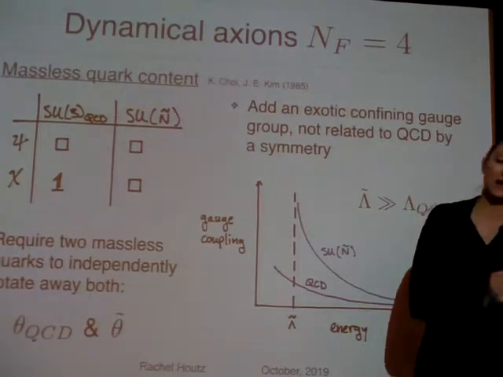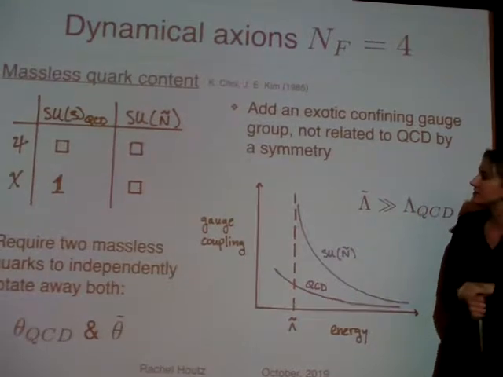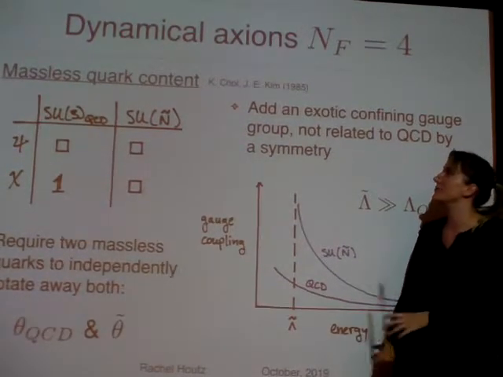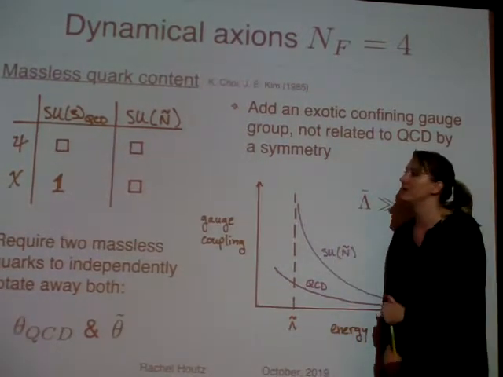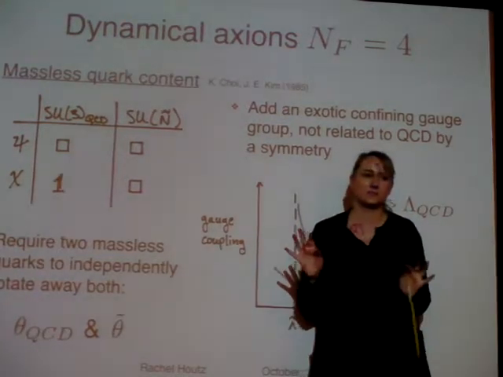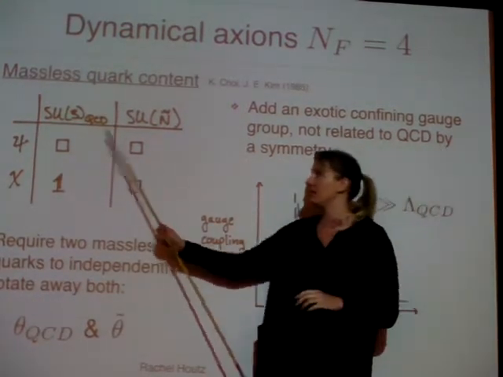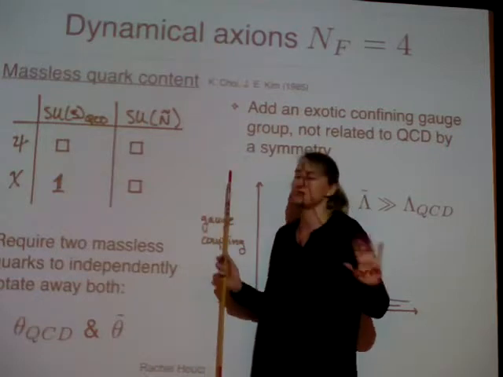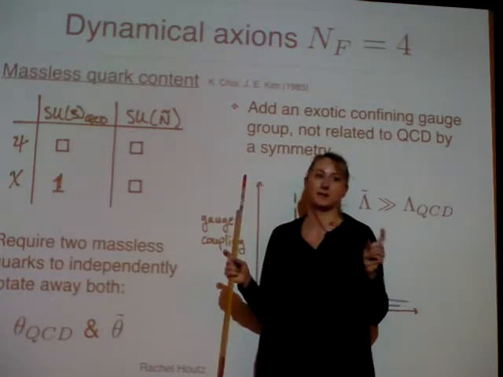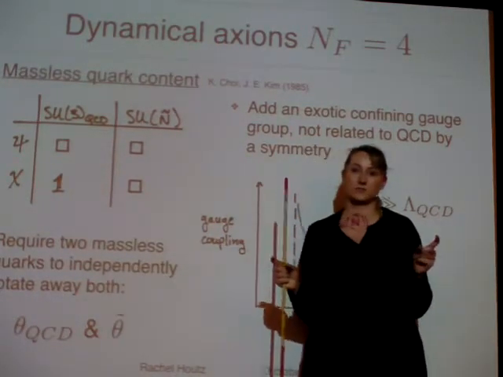All right, so let's talk about four flavor axion models. This is even older than Hook's. Choi and Kim came up with this model a long time ago. Now they don't use the symmetry to relate the two groups. They have QCD and they have an exotic group. Because there's no symmetry, there are two independent theta parameters, so you need at least two massless quarks to absorb them.